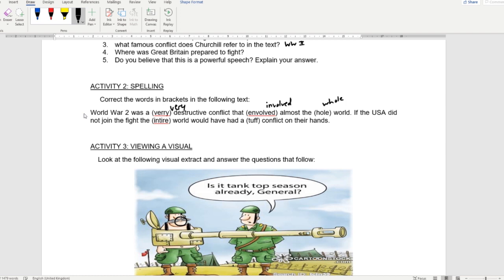As you can see, I have to use a W if I'm talking about the entire world, the whole world. H-O-L-E is the word for a hole in the ground, for instance. If the USA did not join the fight, the entire, spelled with an E, entire world could have had a tough time. It's T-O-U-G-H. A tough conflict on their hands.